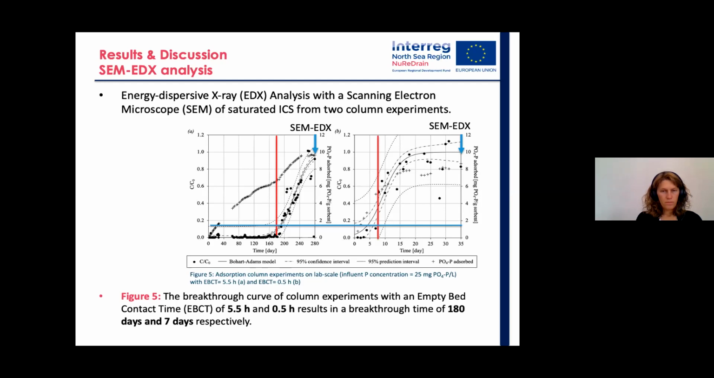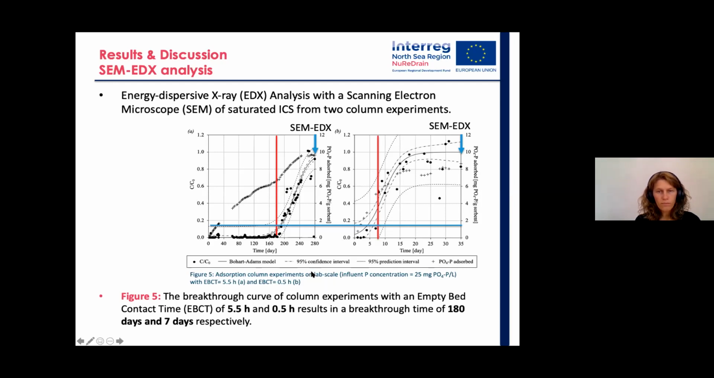That's a long contact time when you think that activated carbon filters have a contact time of more or less, we speak in terms of minutes, not hours. The second experiment, this one, had an empty bed contact time of 0.5, half an hour, let us say. And what is the difference?